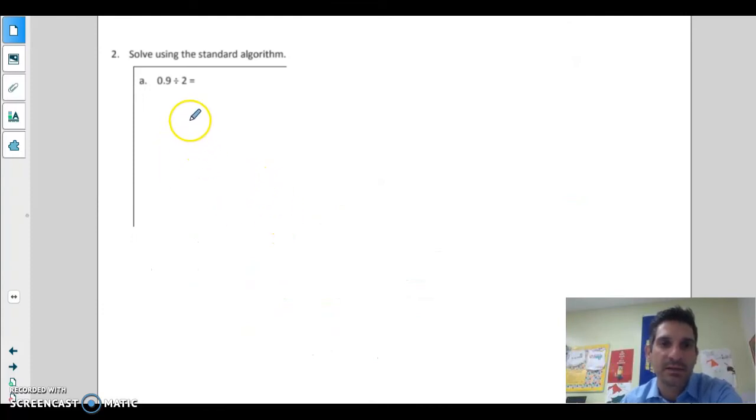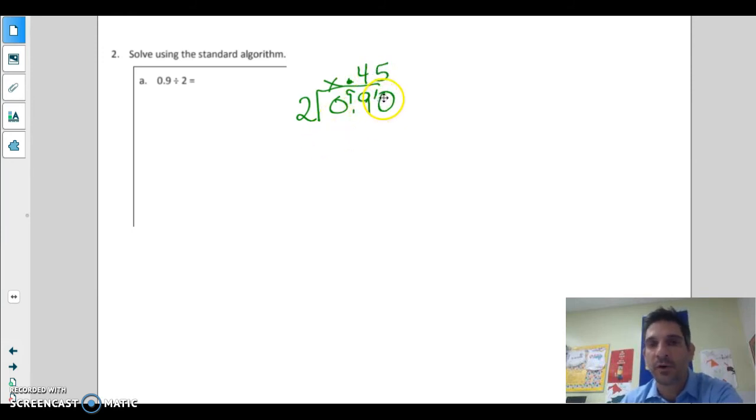Okay, 2a. It says use the standard algorithm. So I'm going to do 9 tenths divided by 2. Or Mrs. Engel once taught me this way. I like this way. 9 tenths divided by 2. So I'm going to bring the 2 up, the decimal point goes up. 2 doesn't go into 0. So now 2 goes into 9 4 times. That's 8 with 1 left over. So I'm going to add a 0. That's a 10. That goes in 5. So it's 0.45.